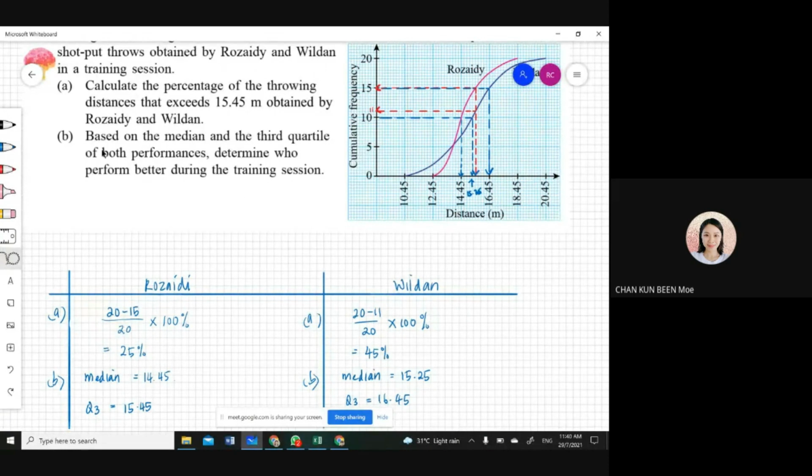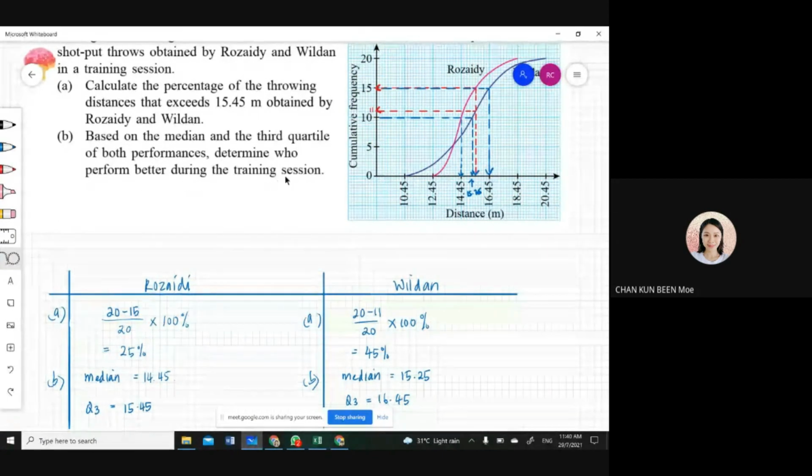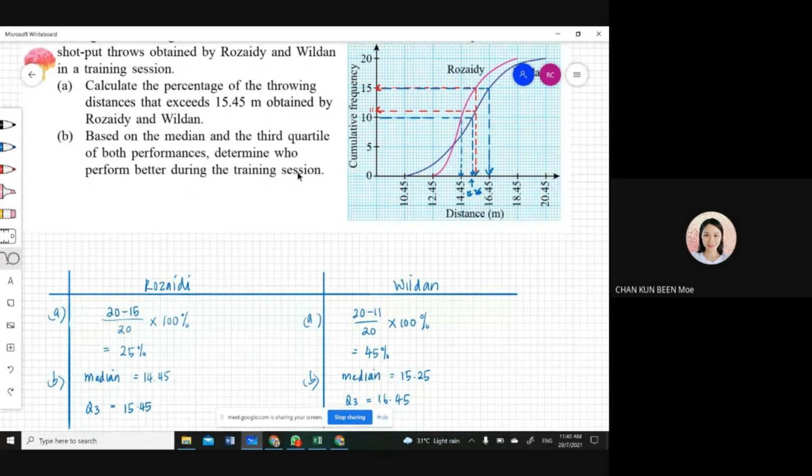For median, you see question B here: based on the median and the third quartile of both performances, determine who performed better during the training session. So we need to look for the median and the third quartile.